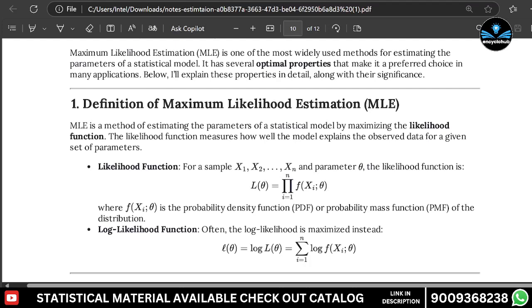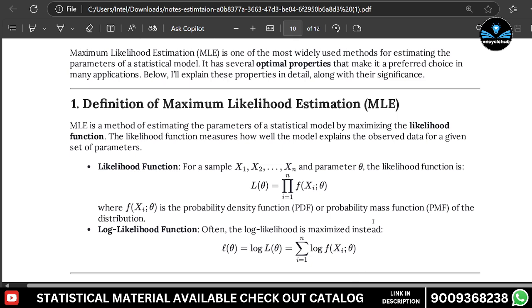In this video, we are discussing the definition of maximum likelihood estimation and the optimal properties of the MLEs. So first, we will discuss the MLE. What is the MLE? This is a widely used method for estimating the parameters of a statistical model, with several optimal properties that make it a preferred choice in many applications. Now we will discuss the properties below.